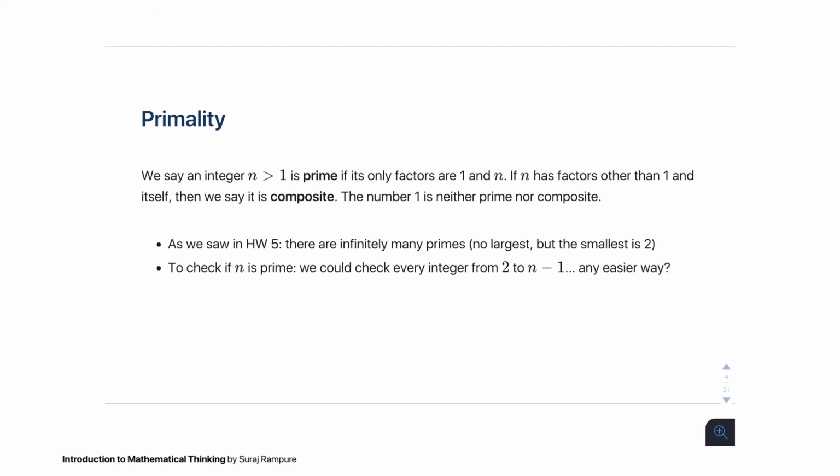Okay? So here's a question. To check if some number n is prime, the naive way would be to check all numbers between 2 and n minus 1 and see if they divide. Right? Because the definition of a prime number is a number such that the only factors are 1 and n. So we check everything from 2 to n minus 1. But can you think of a better way to do this? Yes? Yes, so that's a good point.